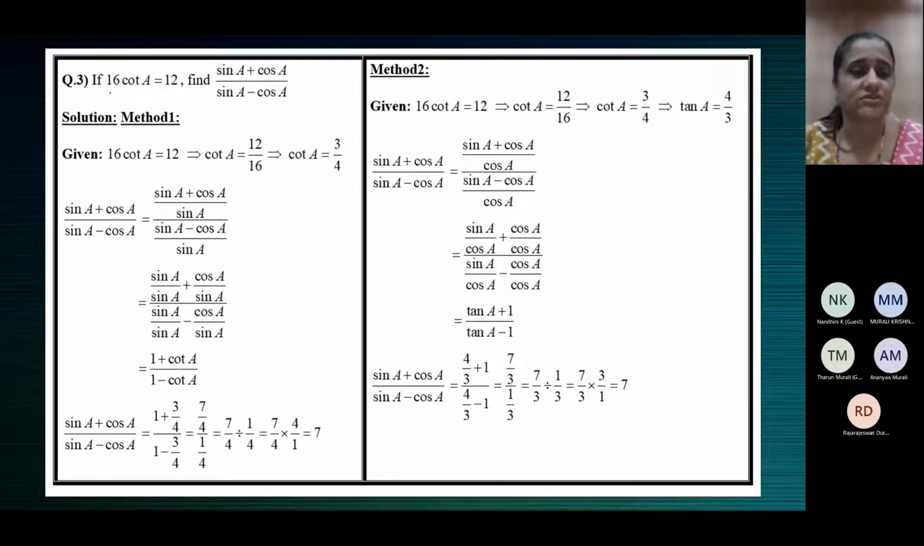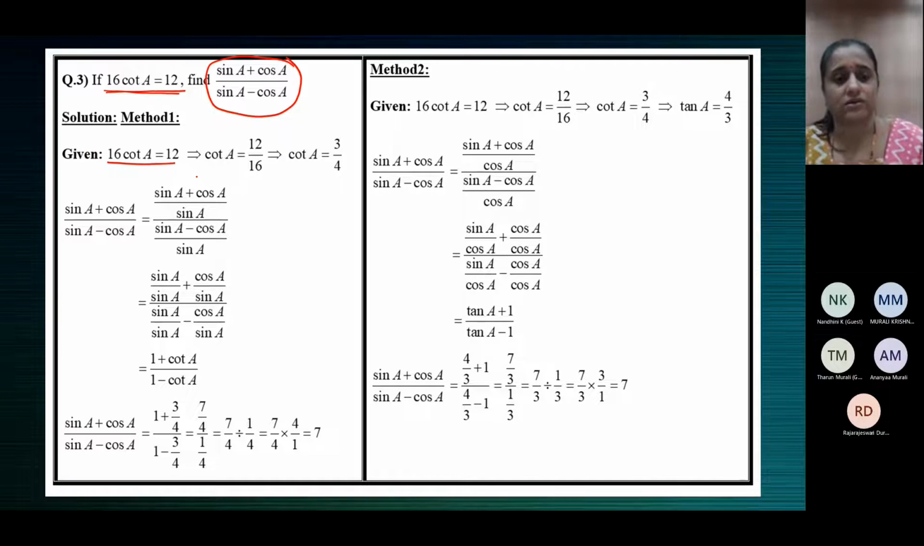So you can see here, 16 cot A is equal to 12. It's given that 16 cot A is equal to 12, and with that we need to find the value of (sin A plus cos A) by (sin A minus cos A). So how do we do this? 16 cot A is equal to 12, so cot A is equal to 12 by 16, which is 3 by 4. So cot A is equal to 3 by 4.